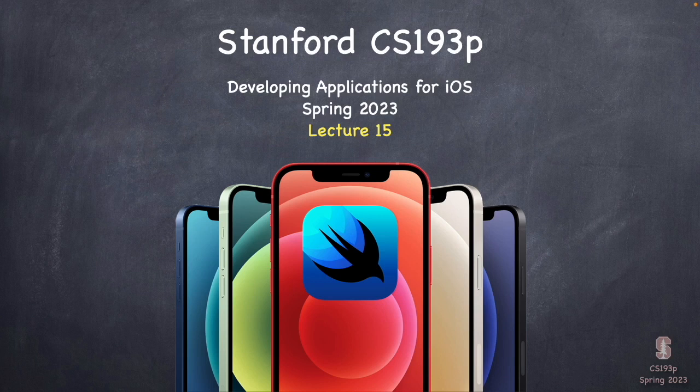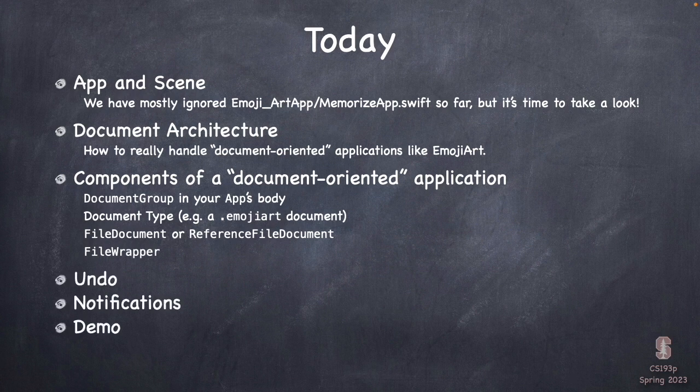All right, lecture number 15. Almost the end of the quarter here. All the topics that I did in the first 14 lectures, they kind of apply to almost any kind of app, right? Gestures and animation and persistence with Codable and all these things. Those are things you want to do in almost any app.